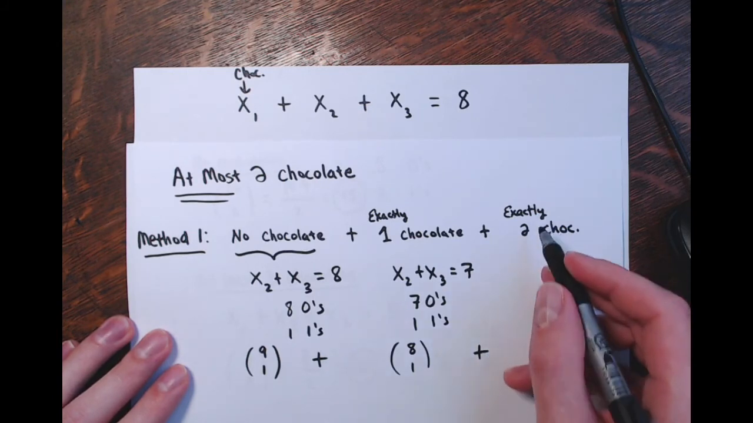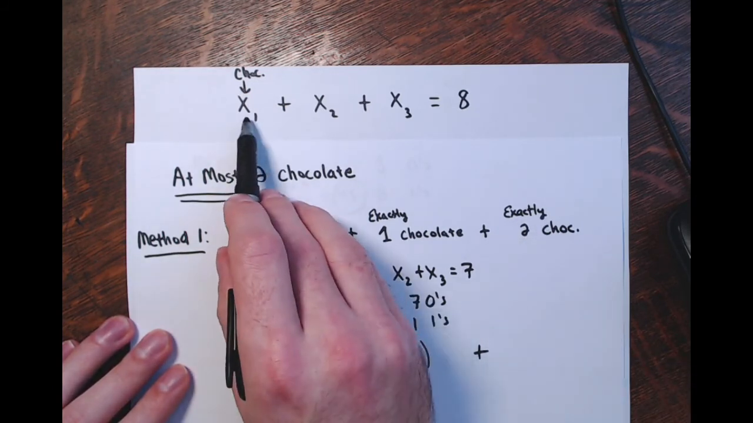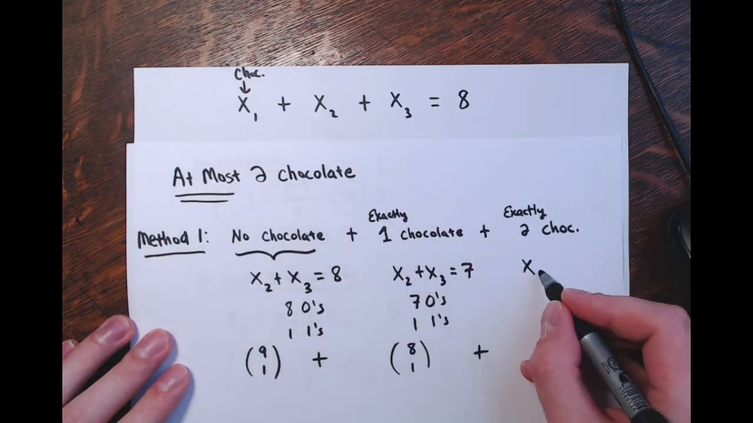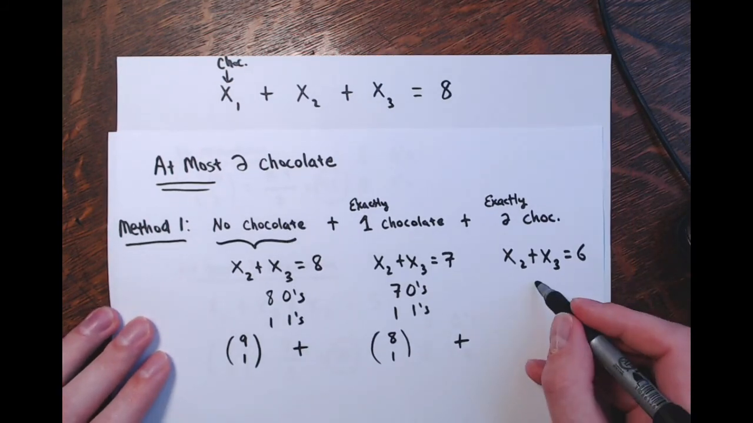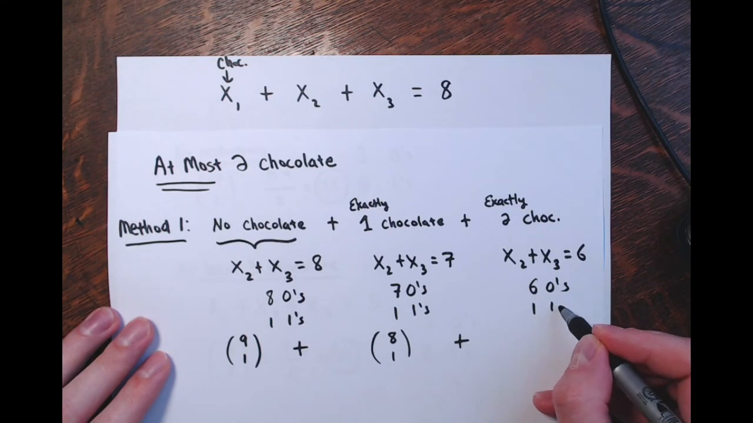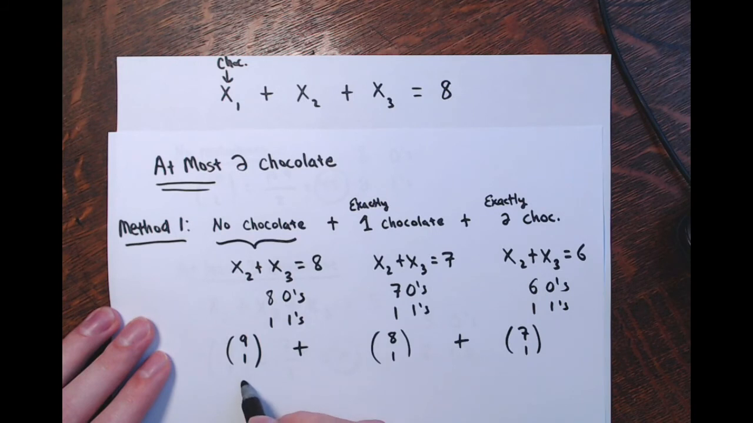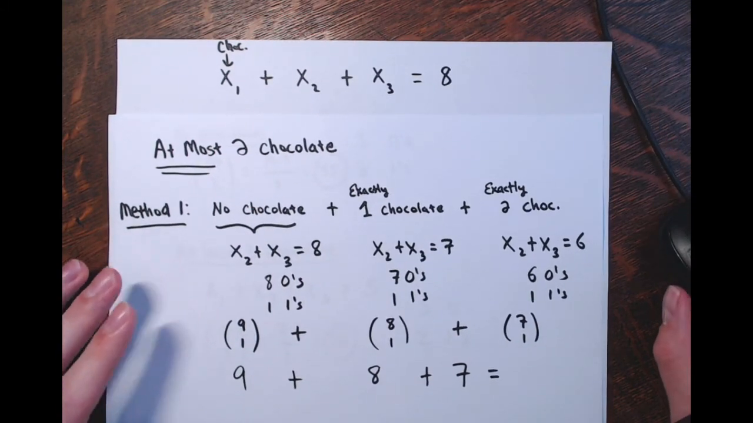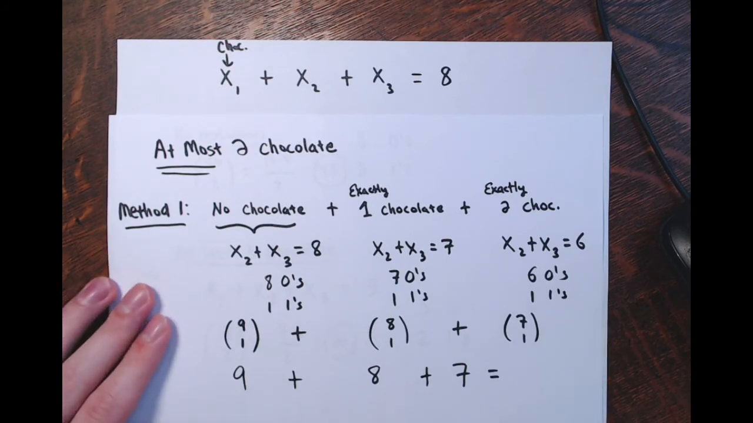And then finally, the only other scenario where this happens is when there's exactly two chocolate. So I take two for chocolate, and then the other two varieties need to add up to six donuts, right? And again, there'd be six zeros, one one. So this is seven choose one. Now 9 plus 8 plus 7, so the total number of ways to select 8 donuts where I'm getting no more than 2 chocolate is 24.